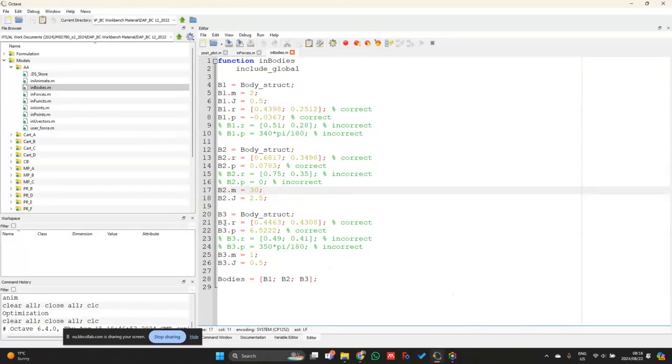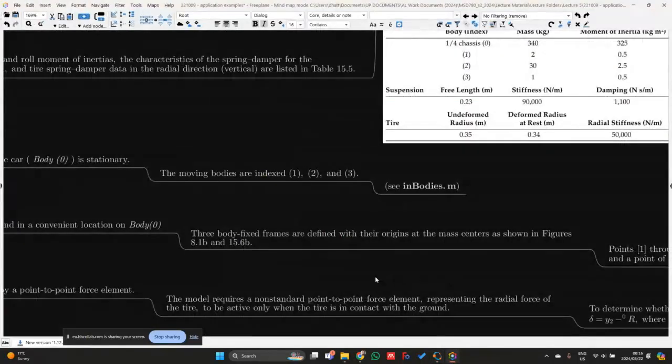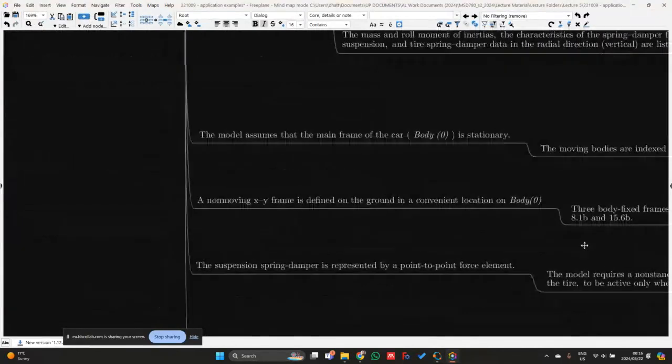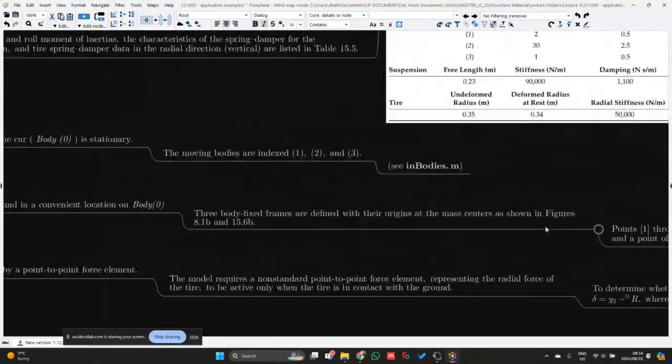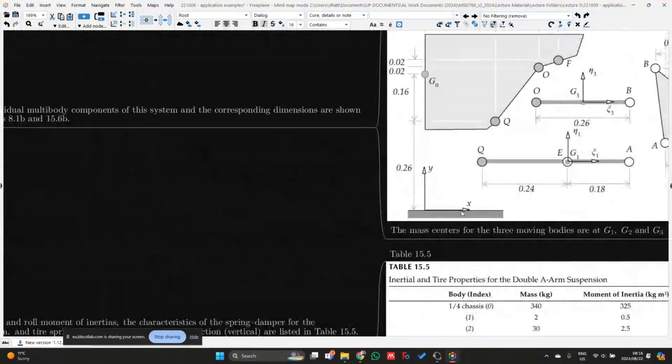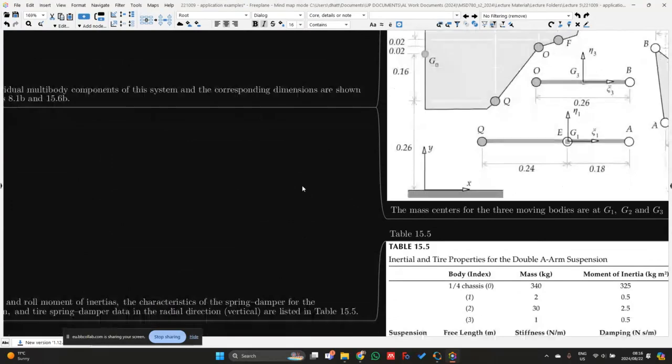Okay, so these B3.R and B3.P, or the coordinates and the orientation angles, we're going to look at how we got that in a moment, but it is one of the given components for this problem. Okay, so then a non-moving XY frame is defined on the ground in a convenient location on body 0. So we also already know from this figure over here, the coordinate system sits over here, and we can see that body 0, which is ground, the relevant points are referenced with respect to this global coordinate system.